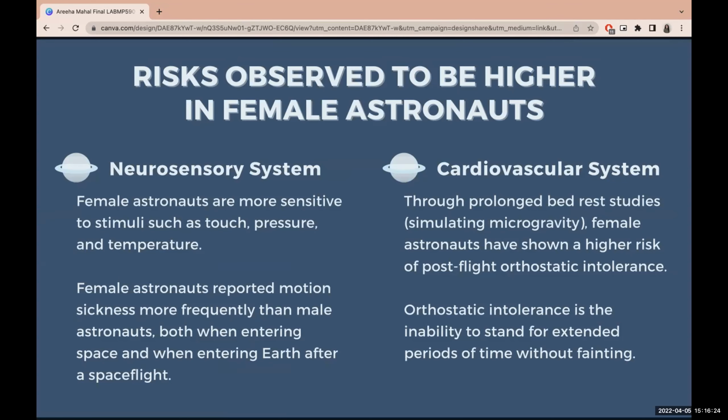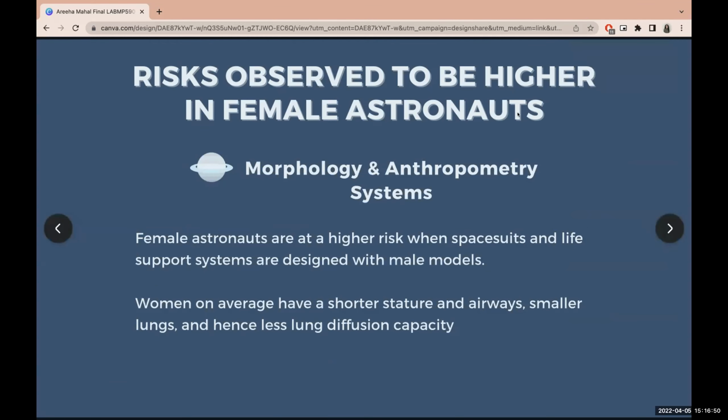And then when looking at the cardiovascular system, through prolonged bed rest studies, which simulated microgravity, female astronauts have shown higher risks of post-flight orthostatic intolerance. Shauna had also touched on this in her lectures, and this is the inability to stand for extended periods of time without fainting. So this is obviously another health concern worth researching and looking more into.